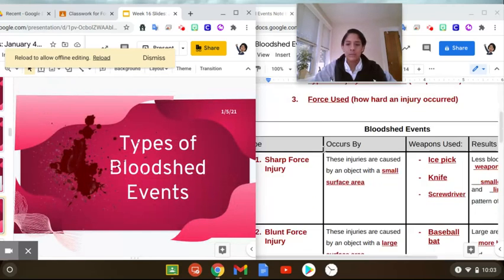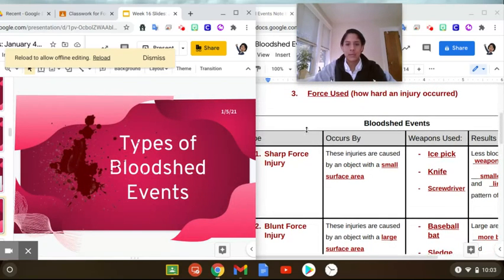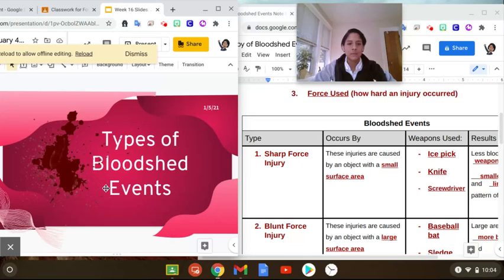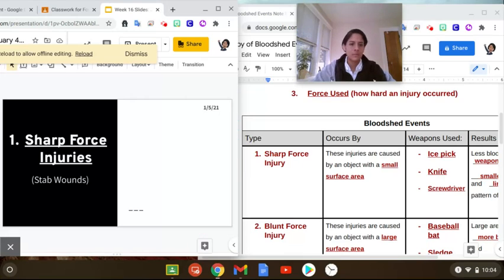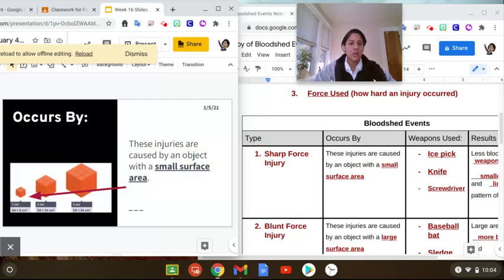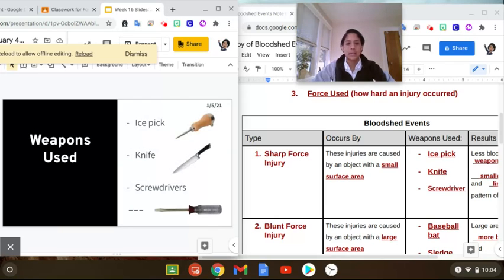So let's go ahead and move into our types of bloodshed events. First, we have sharp force injuries, which are also called stab wounds. These are caused by injuries with a small surface area. So we think of the weapons to be things like an ice pick, a knife, or a screwdriver.